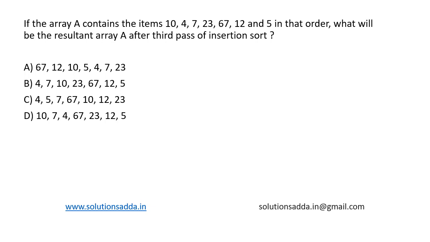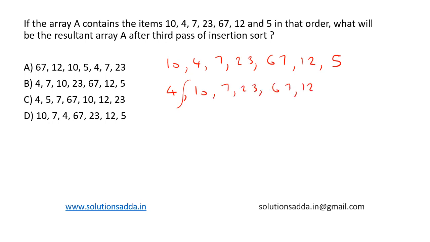In insertion sort, the array is divided into two halves: a sorted half and an unsorted half. So let's consider the elements 10, 4, 7, 23, 67, 12 and 5. After the first pass, 10 and 4 are compared, and 4 is not in the correct place, so it is placed in the correct place as 4, 10. Now the array is divided into sorted and unsorted halves. There is no need to move the 4 further, so this will be the array after the first pass.